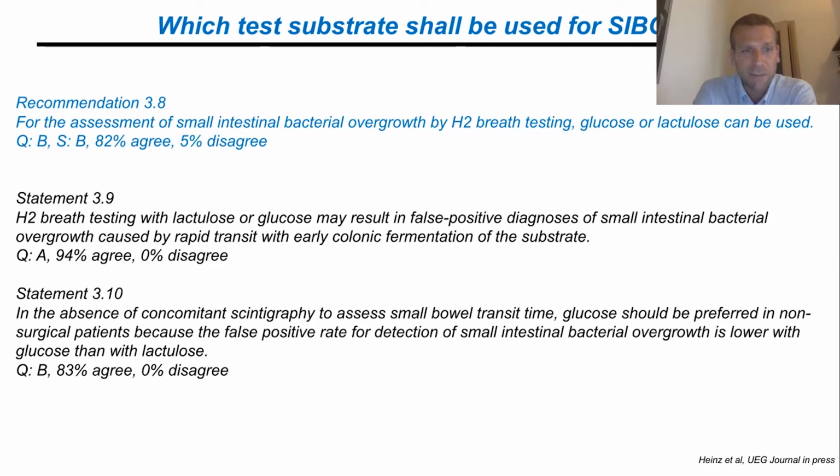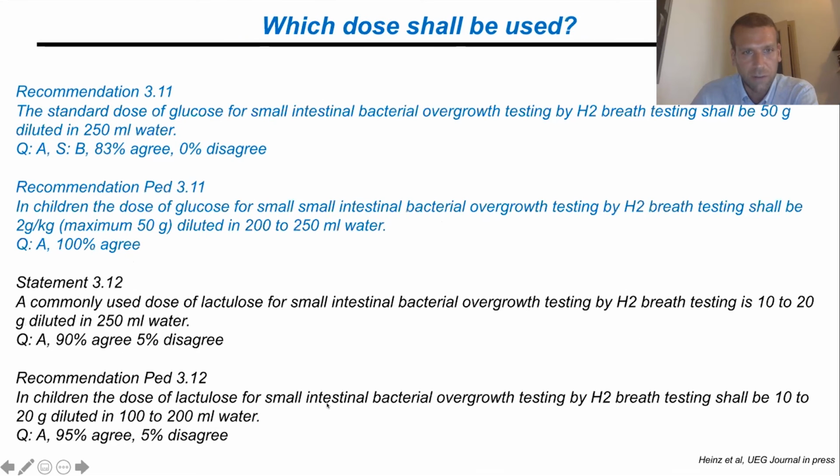However, in the absence of a concomitant scintigraphy to assess small bowel transit time, glucose should be preferred in non-surgical patients because the false positive rate for the detection of SIBO is lower with glucose than with lactulose. And this again came up with 83% agreement.